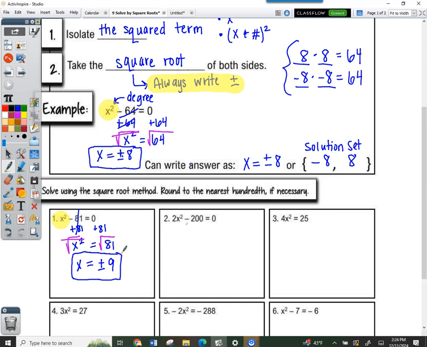Please look at number 2. The squared term is this right here, 2x squared. We need to get it by itself. So what do I need to move? First, the negative 200. I need to move the negative 200 by adding positive 200 to the other side. So 2x squared equals 200. Hope you're writing this down.